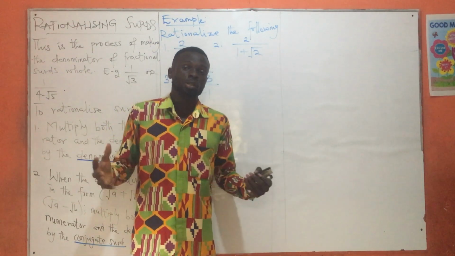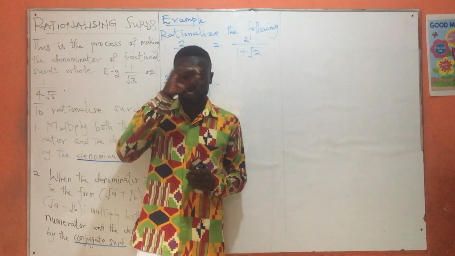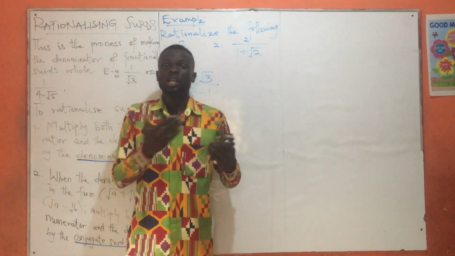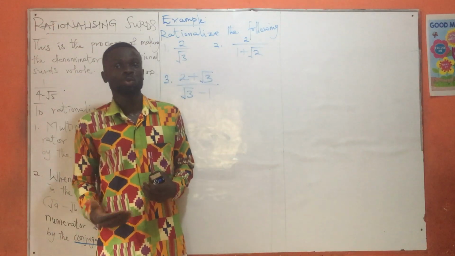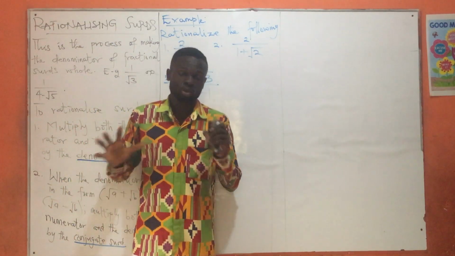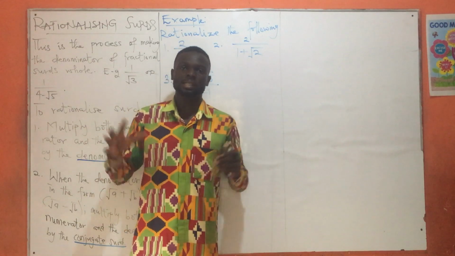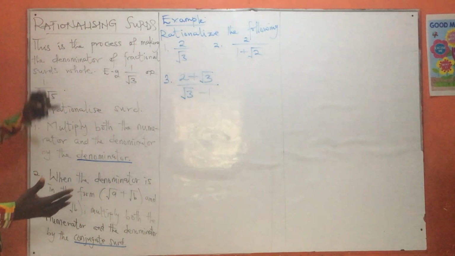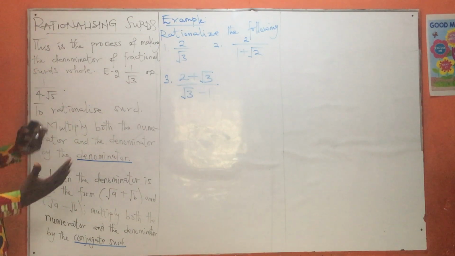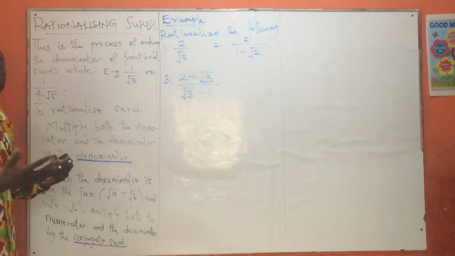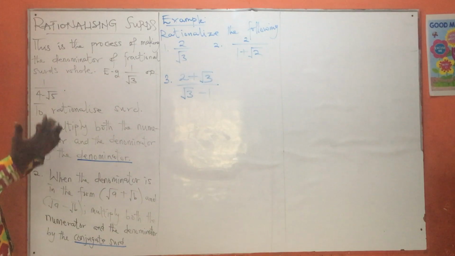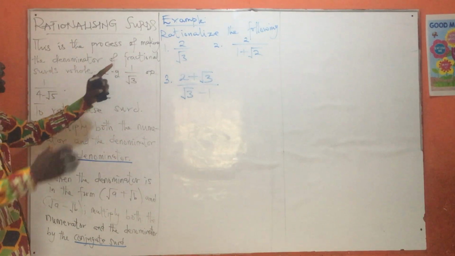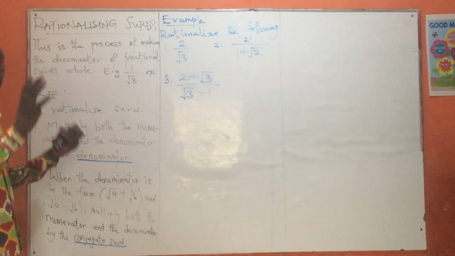Today we want to look at rationalizing surds. We began with the introduction of surds, and we move on to a different topic. Today we want to look at how to rationalize surds. Now we say that rationalization, or rationalizing surds, is the process of making the denominator of a fractional surd whole.